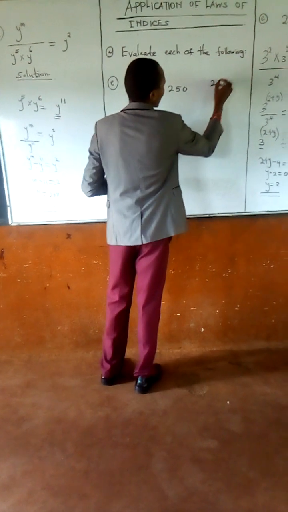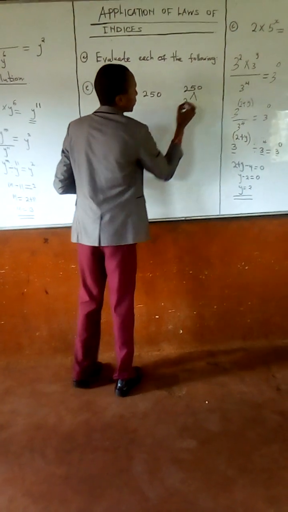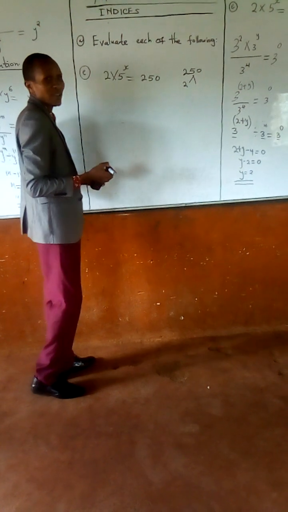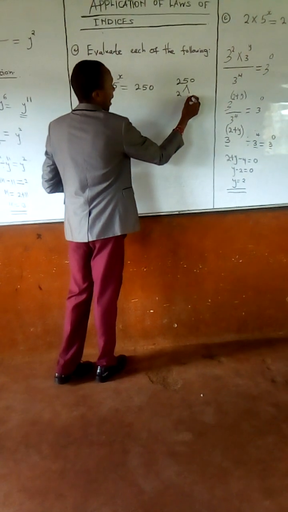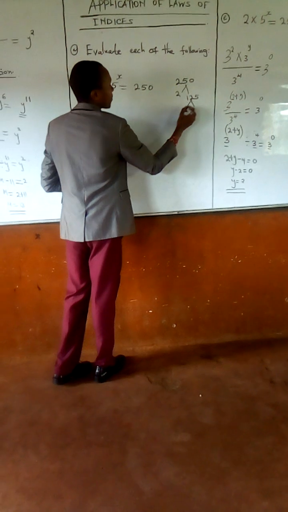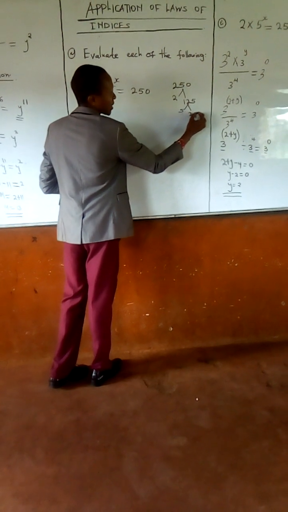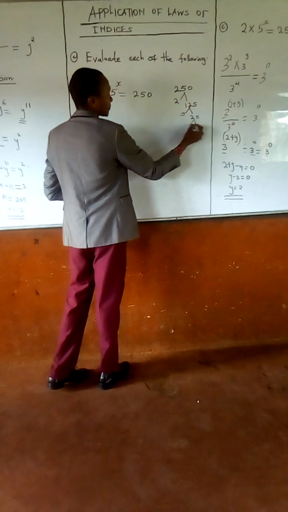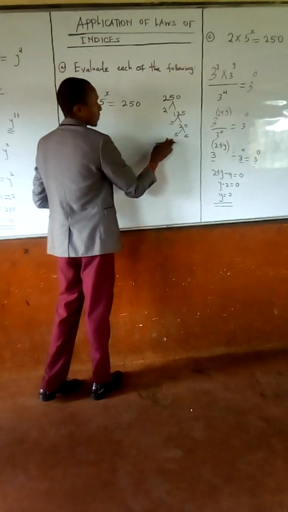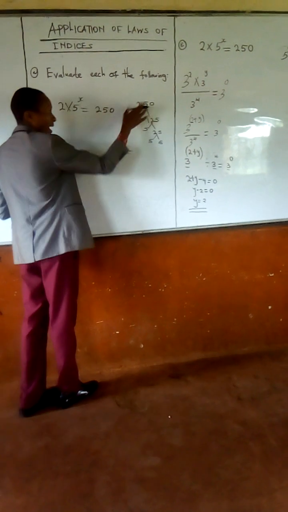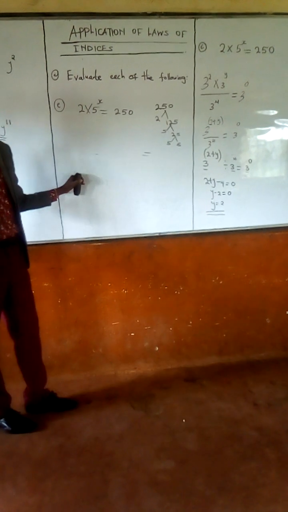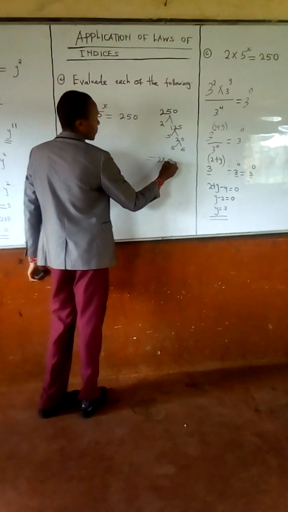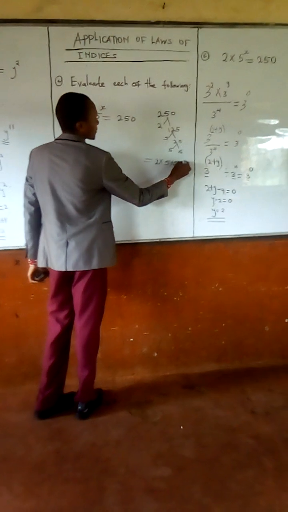So 250 divided by 2 is 125. 125 divided by 5 is 25. Divided by 5 is 5. Then by 5 again gives us 1. So if you want to write this 250 in index form, it is going to be 2 times 5 times 5 times 5, 3 times.